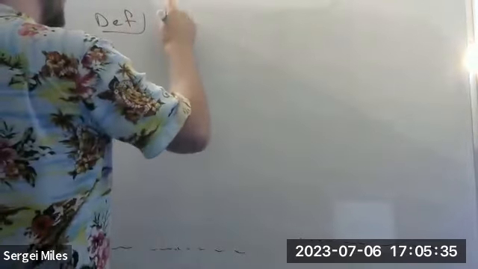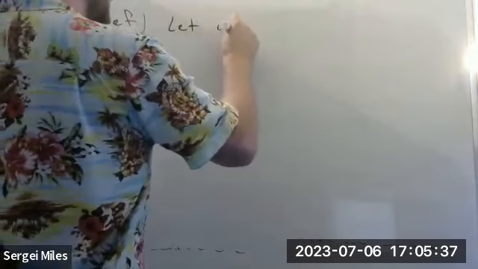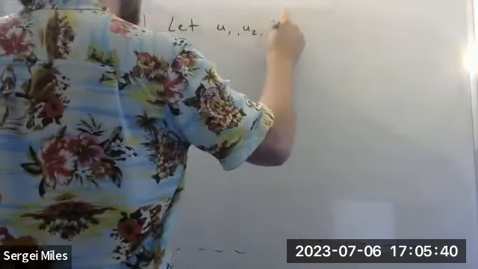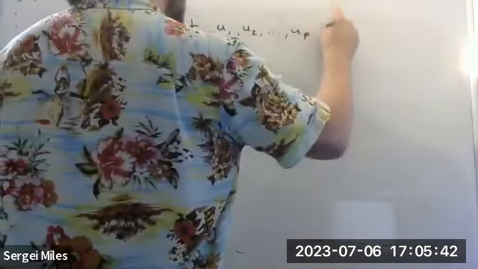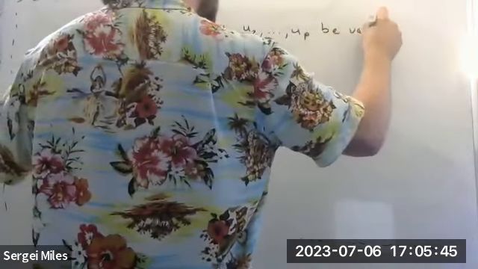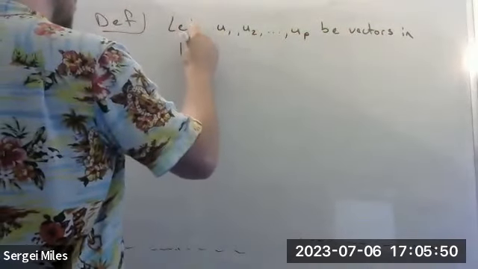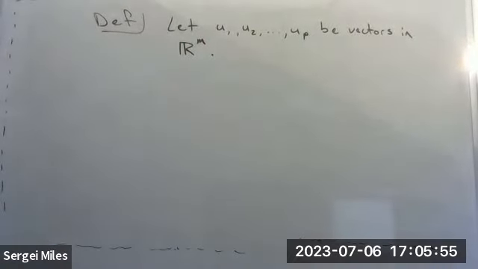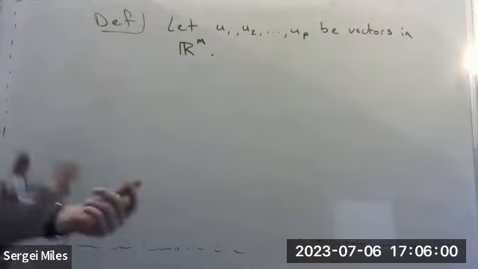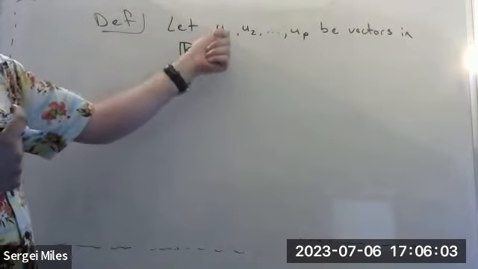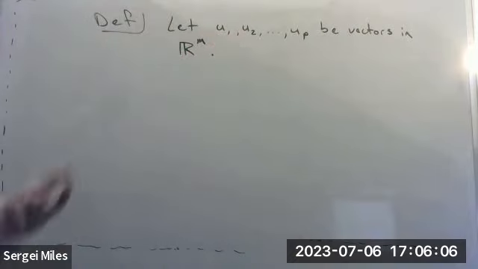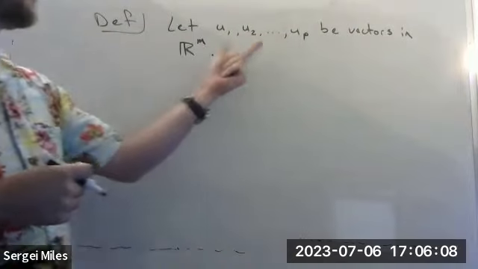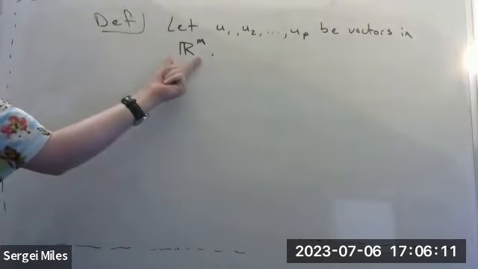So again, as before, let U1, U2, ..., UP be vectors in some arbitrary space Rm. M could be any positive integer. It's referring to the dimension: are we in R2, R3, R4, and so on. This is telling us how many entries are in each vector U1, U2, and so on. We have P vectors in an M-dimensional space.